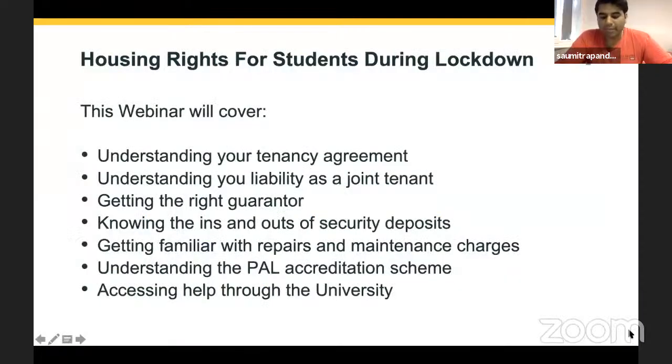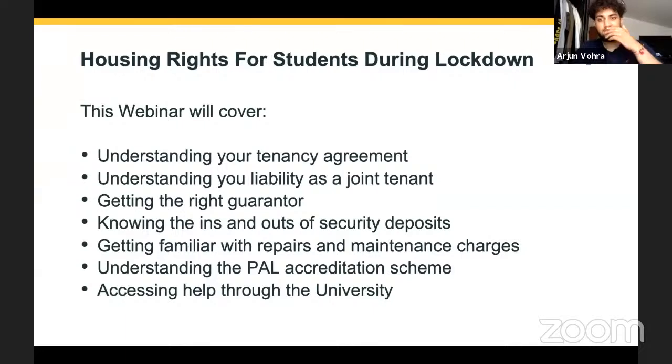So, tenancy agreement. A tenancy agreement is a contract between a landlord and a tenant specifying the terms and conditions of their rental agreement. The most common type of tenancy agreement is the short-hold tenancy. On the next slide, I'm going to talk about the tenancy deposit scheme.